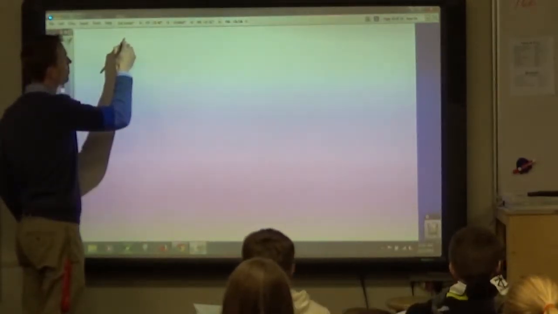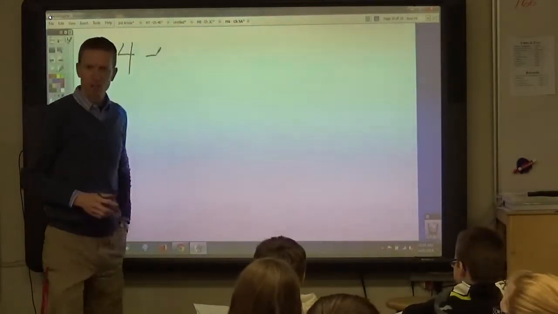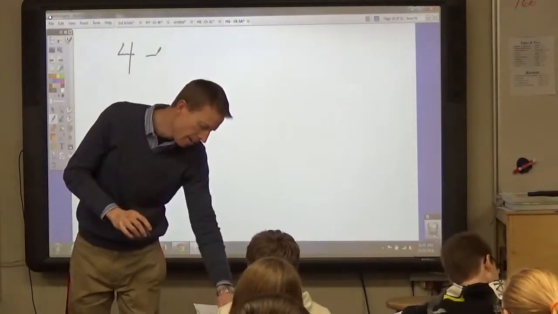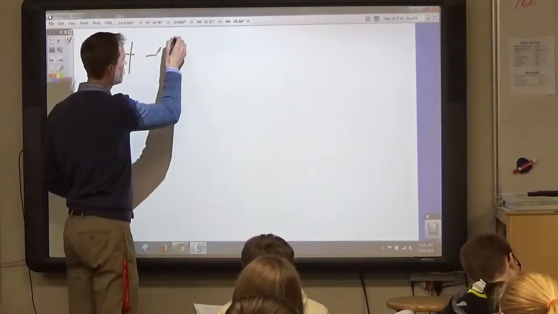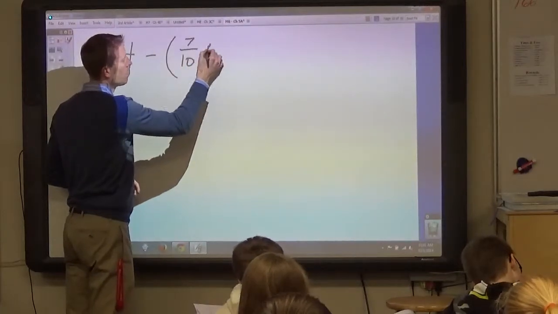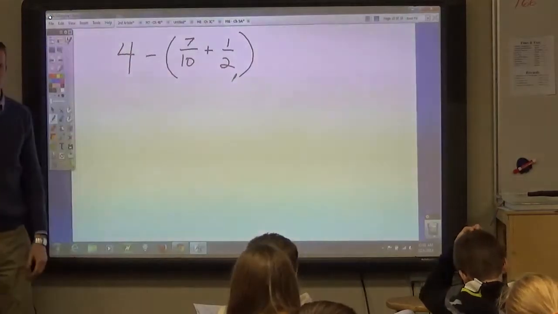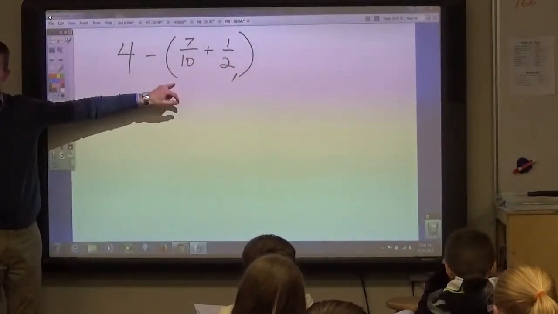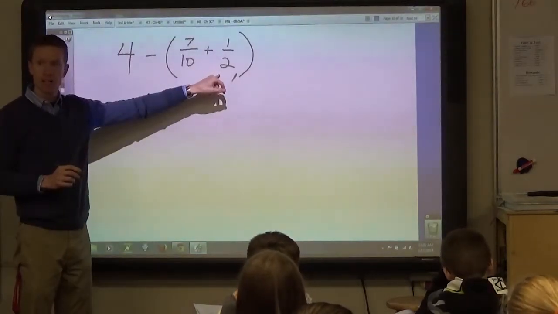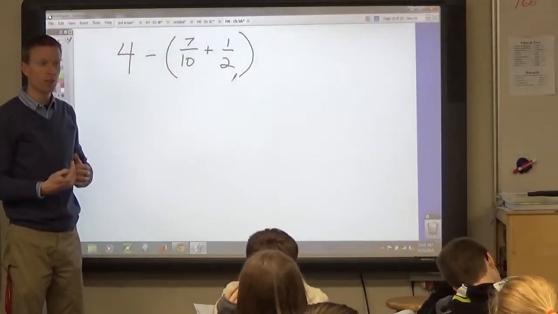It says, if we have 4, and we needed to take away 2 amounts, 7/10 and 1/2. So look at this. 4 minus 7/10 plus 1/2. What do the parentheses tell us to do? Great. Add first. Right. We need to add these first to figure out the total amount that we need to take away from 4.